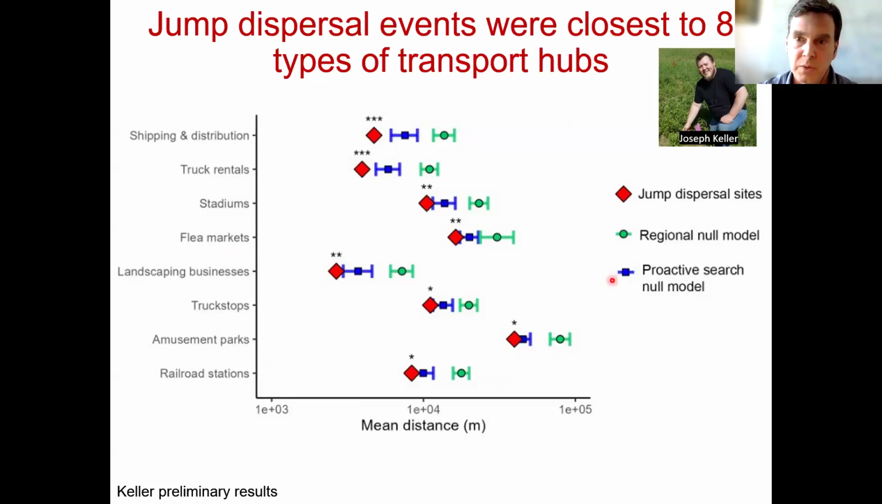Don't worry too much about what I'm showing here. Look at the stars, but all of these are important. Basically, we're doing a null model approach. We're doing 2 different types of null models. And that red star is outside the 95% confidence intervals of these different points. So: shipping distribution centers, truck rentals, stadiums, flea markets, landscaping businesses, truck stops, amusement parks, and railroad stations as well.